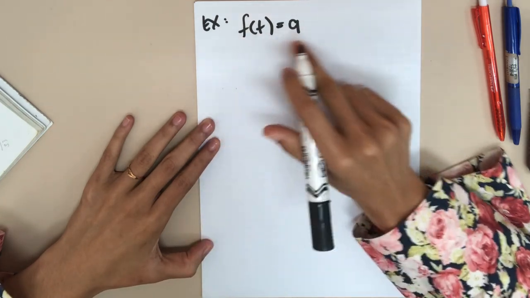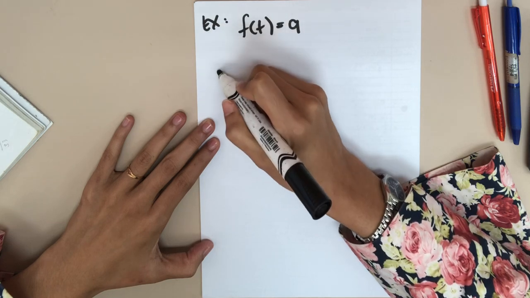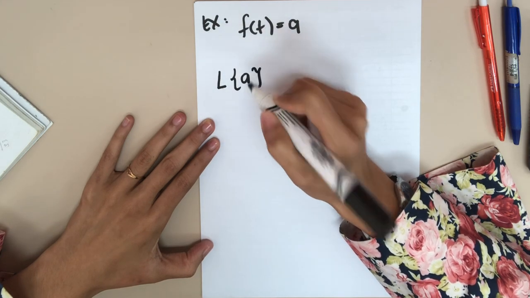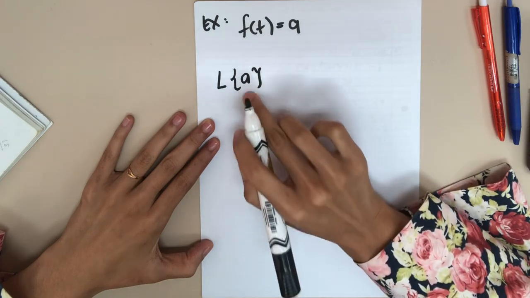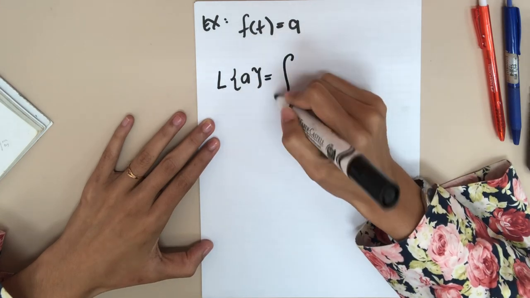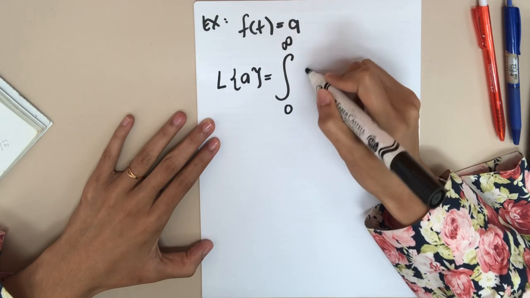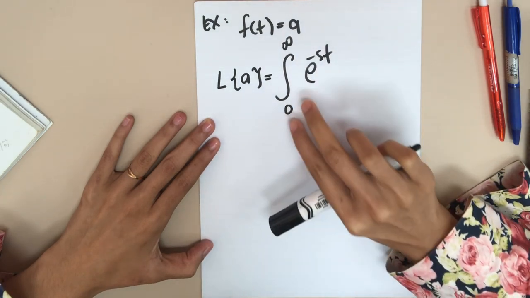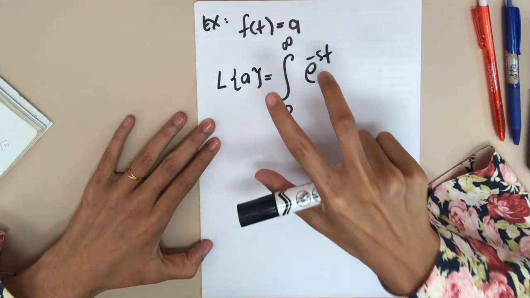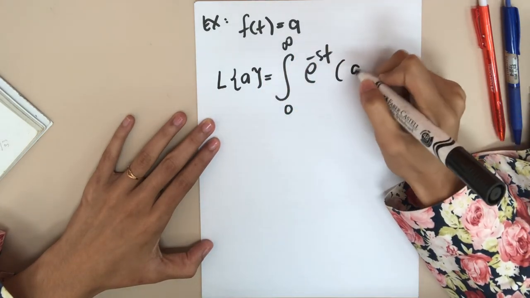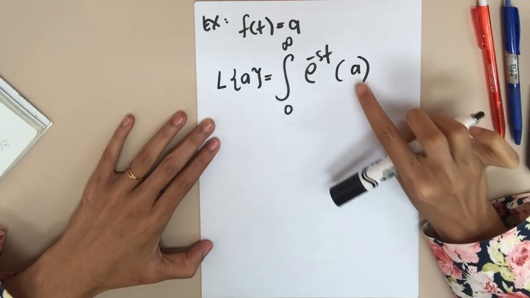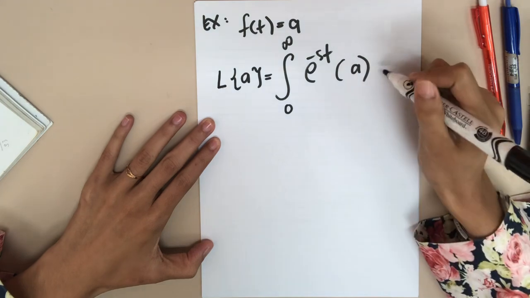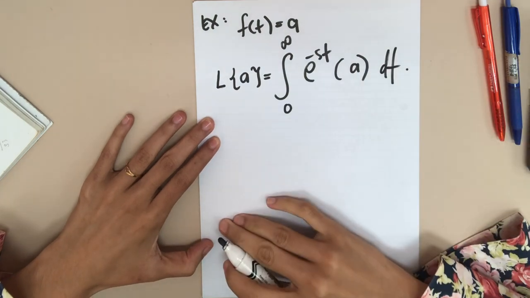So how to find the Laplace transform for a constant? We write it first here. Because your function is a, you just write a inside here. Then integral from 0 to infinity of e negative st. This is already fixed, maintained, no changes. The change is on your f(t), which now becomes a. You just copy what we have here, and then integrate with respect to dt.